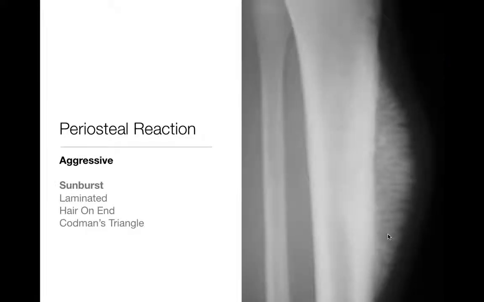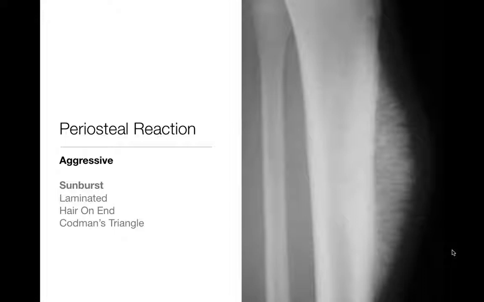There are lots of different ways for classifying aggressive periosteal reaction. Again, not really so important that you get hung up on, oh, is this sunburst or is this hair on end? But the takeaway point is that, hey, this looks scary. This is an aggressive periosteal reaction. I'm going to think about scary things that are going on in the underlying bone, and we're going to be worried about this.